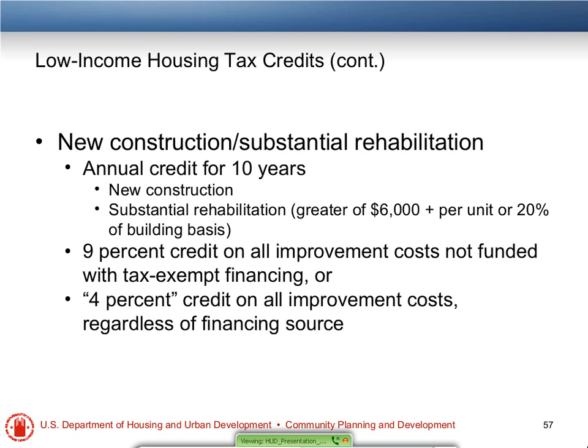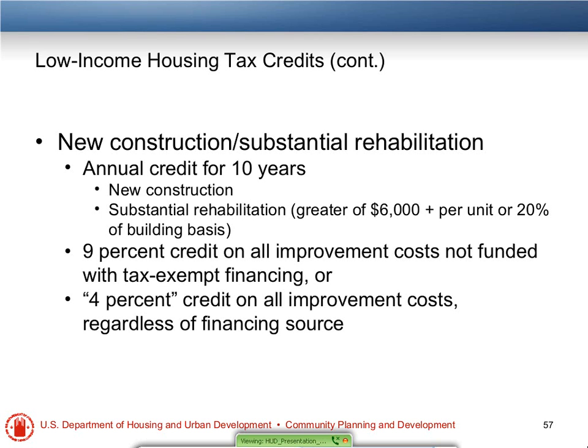You can use low-income housing tax credits for new construction or for rehab of an existing unit. It could be any kind of building as long as it's substantial rehab, and the definition's a little bit different for low-income housing tax credits. Substantial rehab is the greater of $6,000 per unit or 20% of the building basis. So with our rehab tax credit, you had to exceed the building basis. With your low-income housing tax credits, you just need to exceed the greater of $6,000 or 20% of building basis.